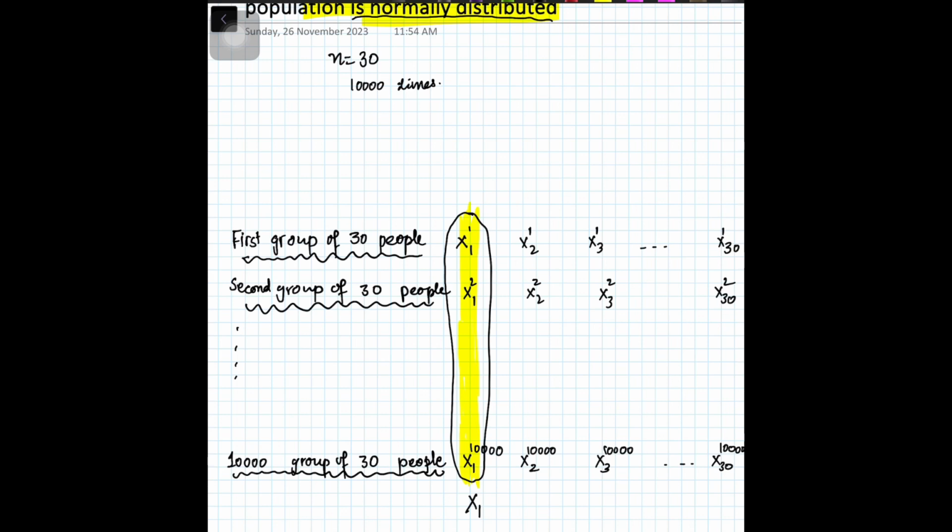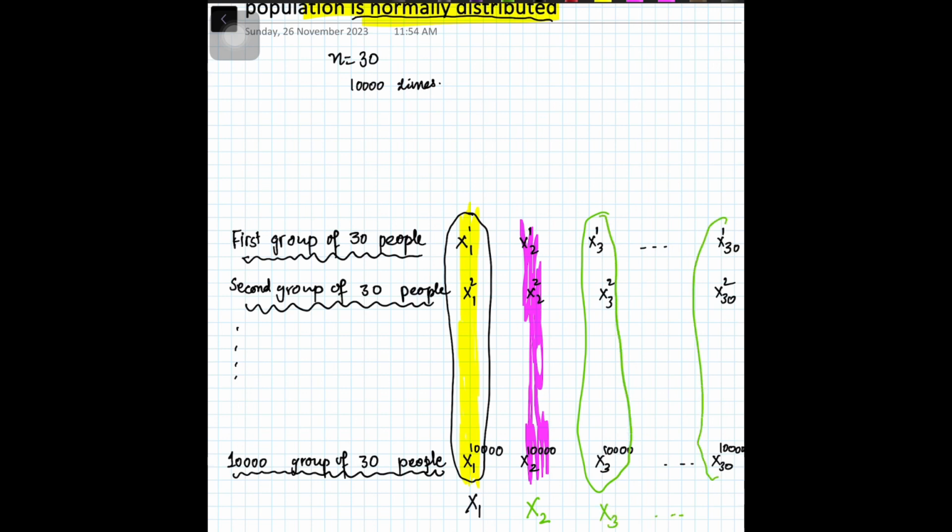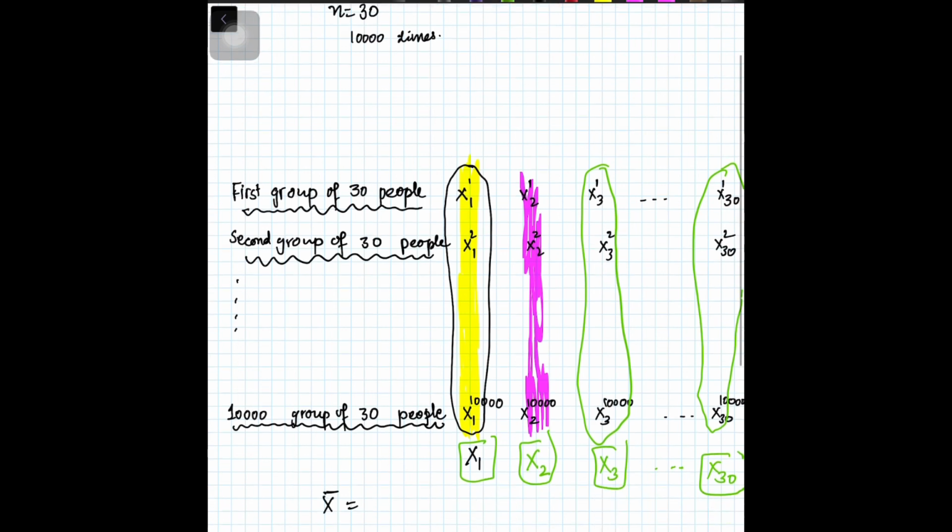And then the second column again is a realization of a random variable. Call it x2 and so on. Call the third one x3 and so on, and the 30th one x30. So you see x1, x2, x3, x30. These are your random variables. And what will be your x bar? X bar will be nothing but x1 plus x2 plus so on x30 divided by 30.